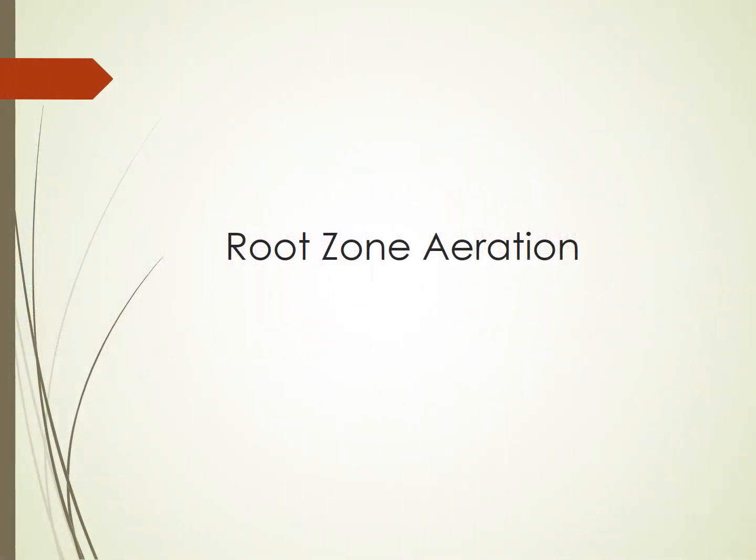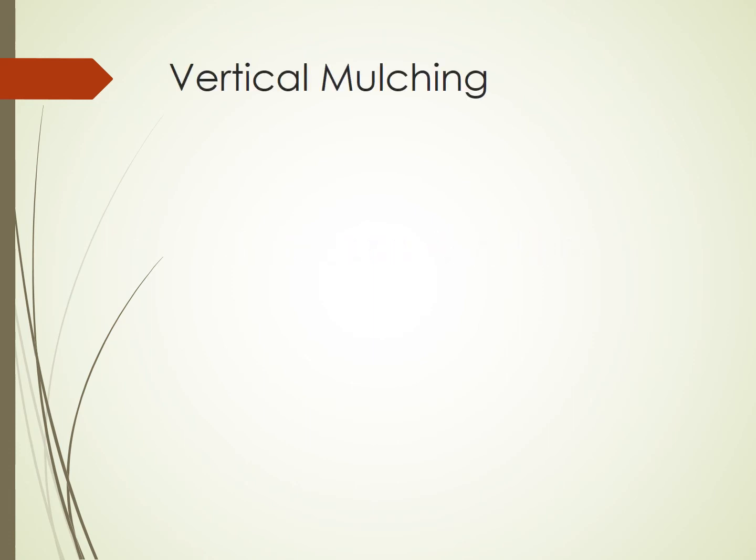All right, let's talk about another plant maintenance activity called root zone aeration. One type of root zone aeration is referred to as vertical mulching. Vertical mulching is a process that works for both trees and shrubs.